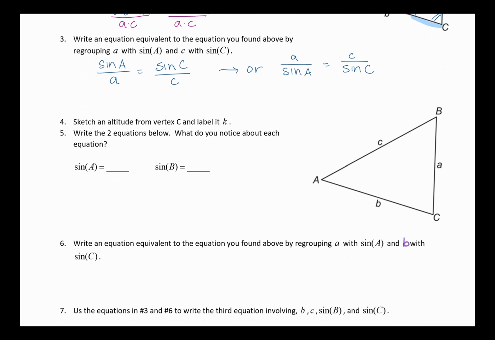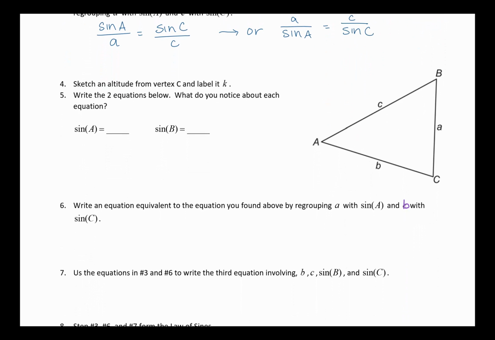Okay, so we're going to do the same thing over here. We're now going to sketch an altitude from vertex C, and then we'll label it K as well. Again, I have two triangles here. I have the pink one, and then I also have my blue one.